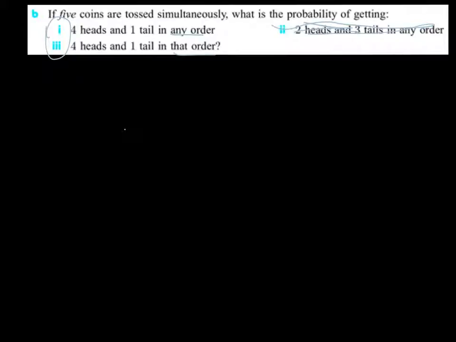So we have 5 coins tossed simultaneously. What is the probability of getting 4 heads and 1 tail in any order? So what we're going to do is set up our binomial. First we show that X is distributed as a binomial, with n and p in the brackets. N we'll call the number of tosses, that would be 5. And p is the probability of a success. We'll say heads is a success, and the probability of heads is 0.5.